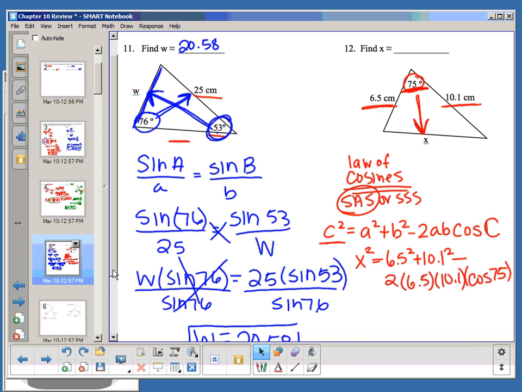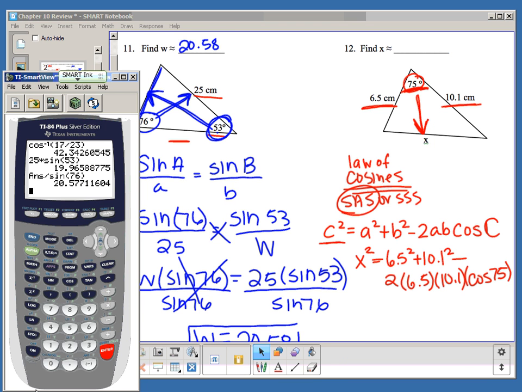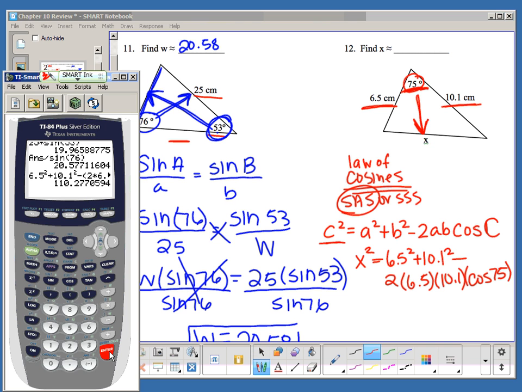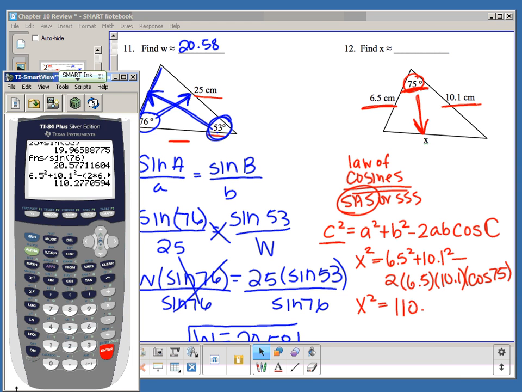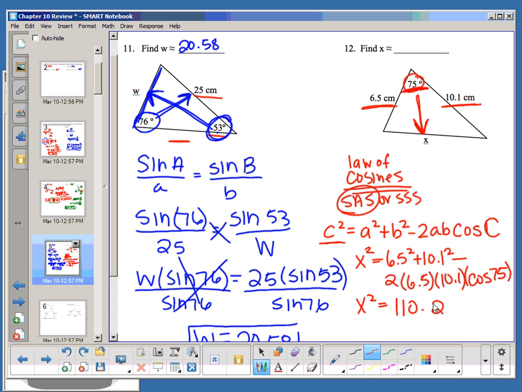All right, so I'm going to go over to my calculator. I'm just going to type that all in. 6.5 squared plus 10.1 squared minus, let's do all that other stuff next, 2 times 6.5 times 10.1 times cosine of 75. Close my parentheses off. I get x squared equals 110.28. And then I square root it at the very end.